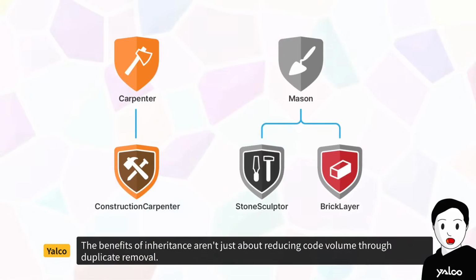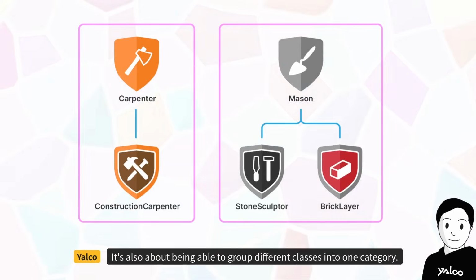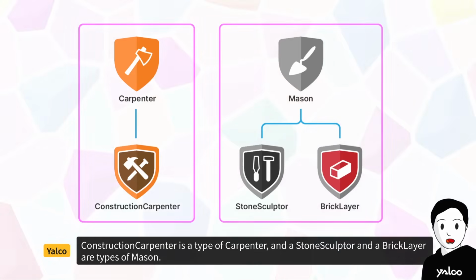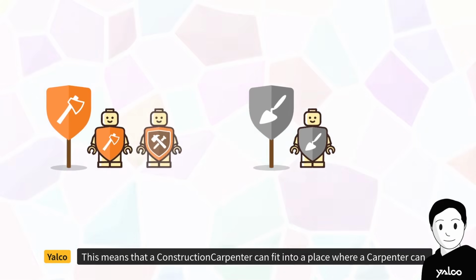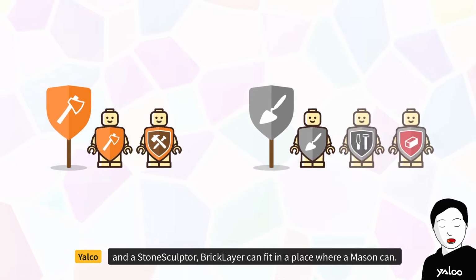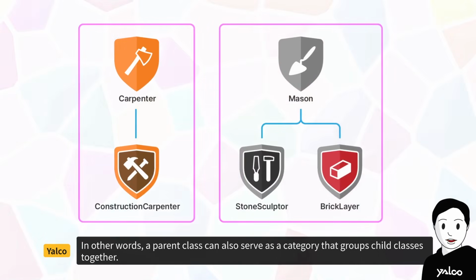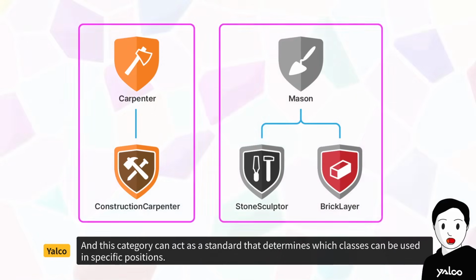The benefits of inheritance aren't just about reducing code volume through duplicate removal. It's also about being able to group different classes into one category. Construction carpenter is a type of carpenter, and a stone sculptor and a bricklayer are types of mason. This means that a construction carpenter can fit into a place where a carpenter can, and a stone sculptor, bricklayer, can fit in a place where a mason can. For example, arrays or lists that can contain mason objects can also hold objects of stone sculptor and bricklayer. In other words, a parent class can also serve as a category that groups child classes together. And this category can act as a standard that determines which classes can be used in specific positions.